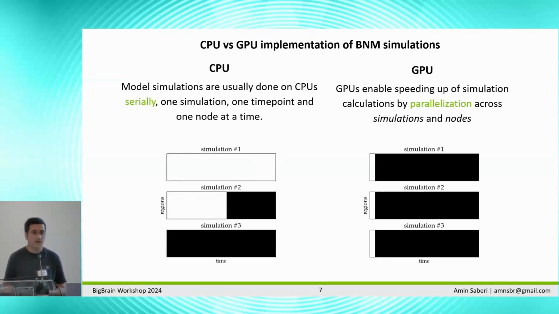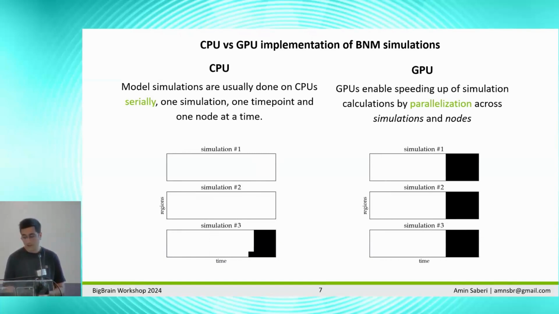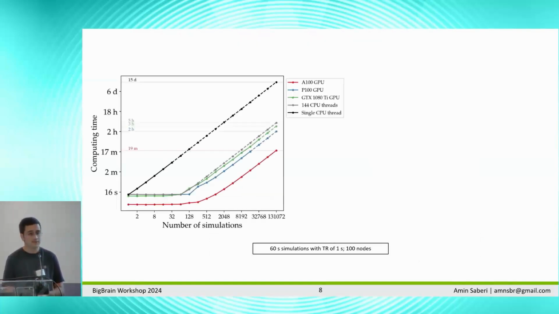But on GPU, because of how it is designed, it's possible to do parallelization across both simulations and nodes at the same time. And this should make it faster. That was what we expected, and I'm going to show you that it actually does.